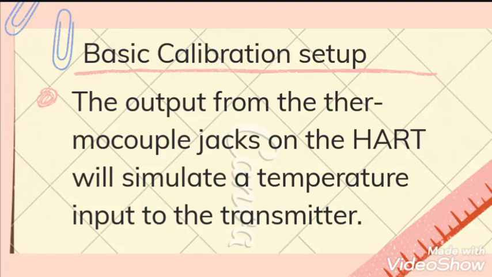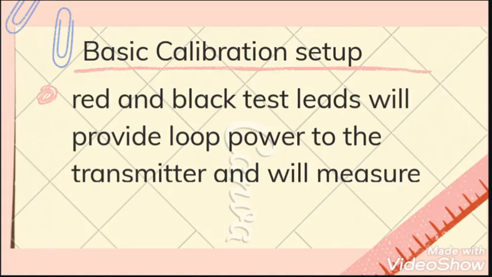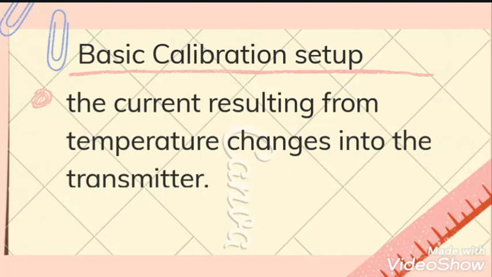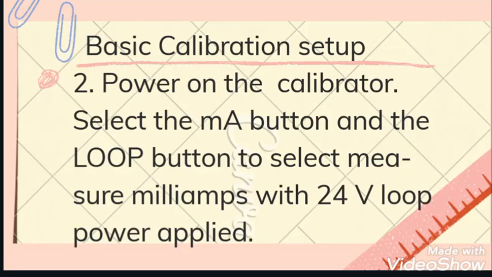The output from the thermocouple jacks on the HART will simulate a temperature input to the transmitter. So this HART will give us an output which is a temperature, and we will give this to the transmitter. Red and black test leads will provide loop power to the transmitter. So we will connect the red and black test leads of the calibrator, or the HART, to carry the current resulting from temperature changes into the transmitter. So we will simulate the sensor in the calibrator and then we will check the output of the transmitter.